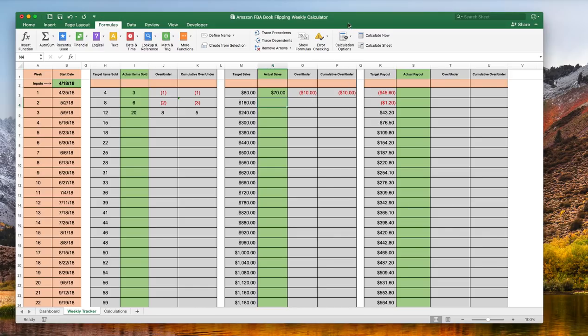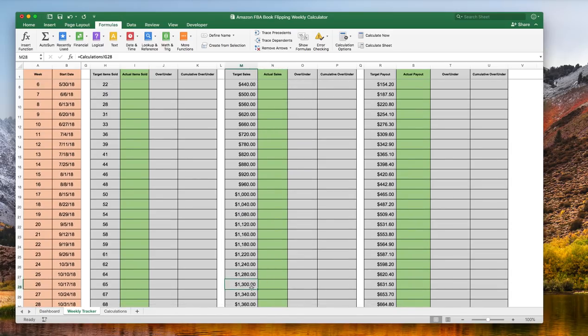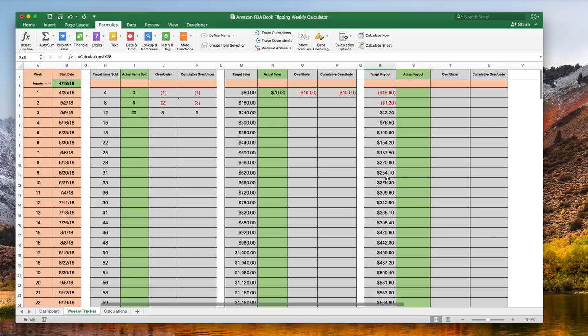Matthew's going to be sharing his numbers on his YouTube channel as well. We'll probably put a link down below. And he's about 6 weeks in right now, and his numbers are actually almost identical to where they should be. So it's kind of fun to see how the plan comes together. And then you can see over time, halfway through the year, 6 months in, you should be selling roughly $1,300 a week. And your target actual payouts from Amazon, you could track those as well. So that's how the spreadsheet works.